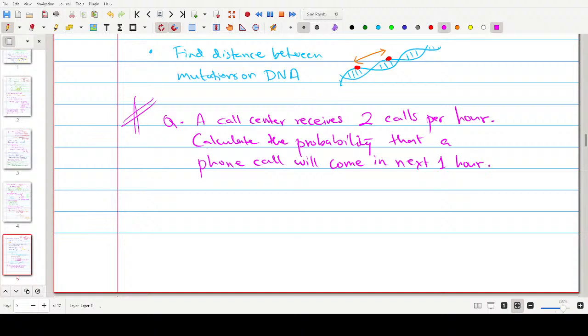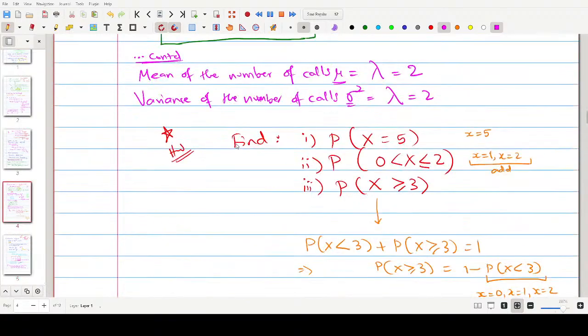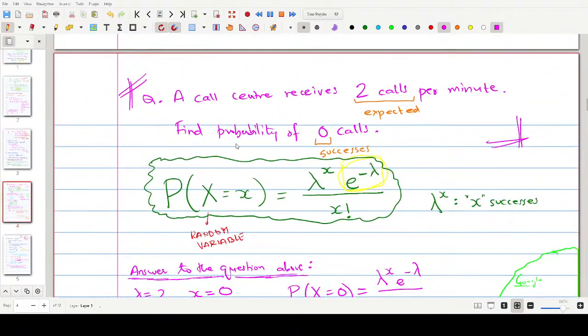See, what is the difference in the question? Here we are trying to find out the probability that a call will come in the next 1 hour, right? But in the previous question, the question was to find the probability of zero calls. It doesn't mention whether it is in the next minute or next hour or whatever it is. We are just concerned about the probability of how many calls, right?